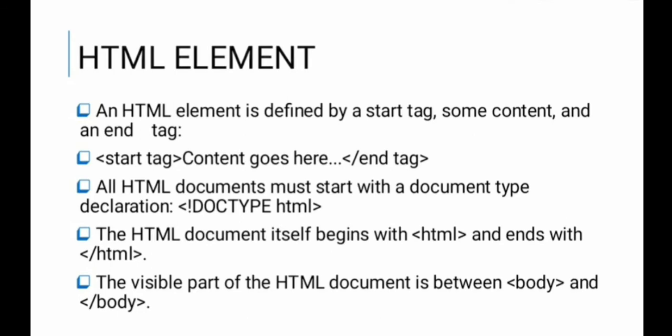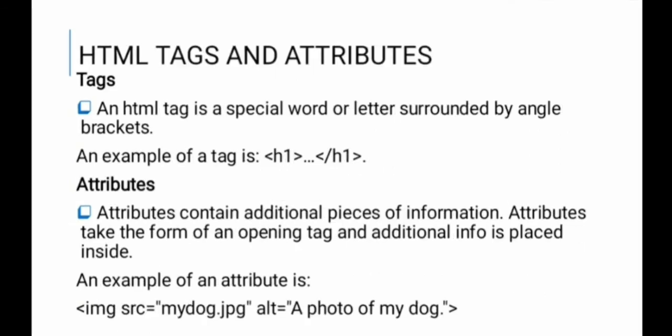The HTML document itself begins with the opening HTML tag and ends with the closing HTML tag. The visible part of the HTML document is in between the opening and closing body tag. The body tag is used for defining the document's body. It contains all the contents of an HTML document, such as headings, paragraphs, images, hyperlinks, tables, lists, etc.